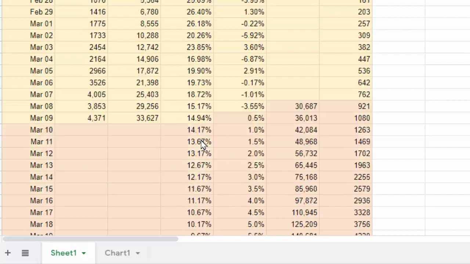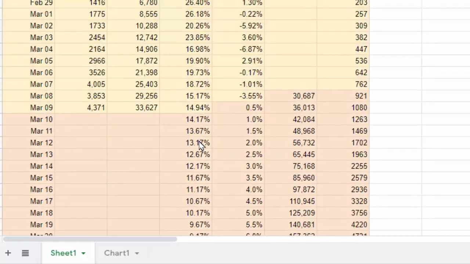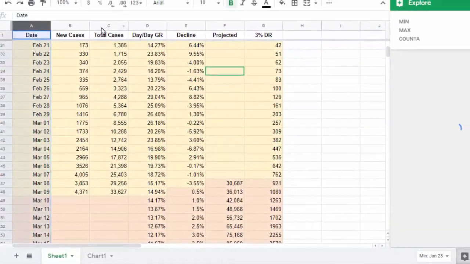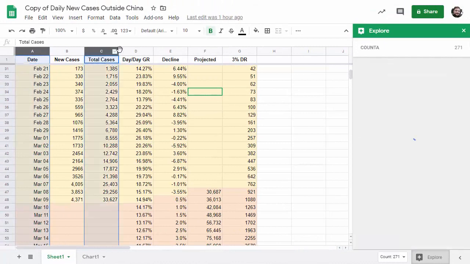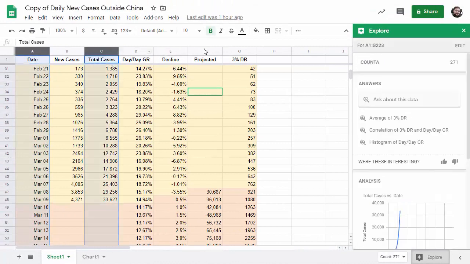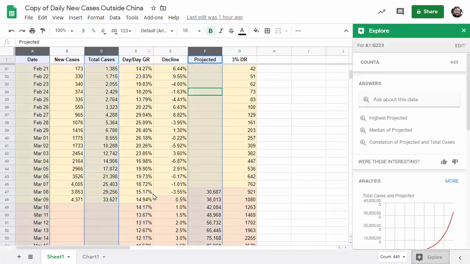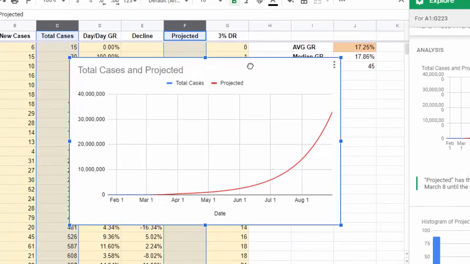What's interesting about that is if that number does not continue to drop, if it stops, we can actually take a look at this data and say, okay, let's look at date, let's look at total cases, and let's look at the projected amount as well, because these should overlap a little bit. In fact, this was projected a couple of days ago to be at about 30,000 and 36,000. We are lower than that. That's a good thing. And so that's the chart of total cases and projected.